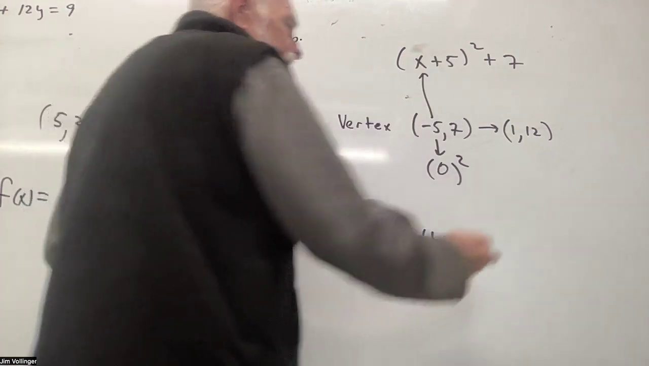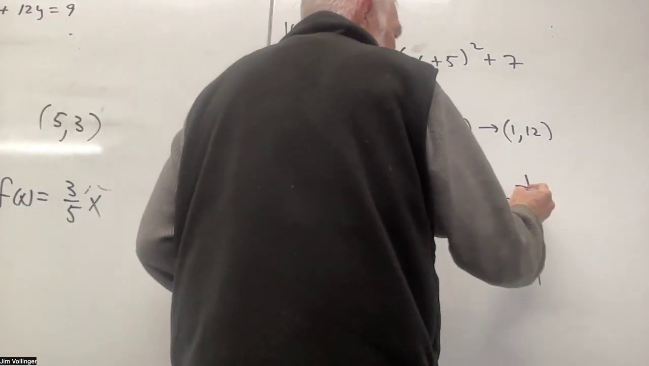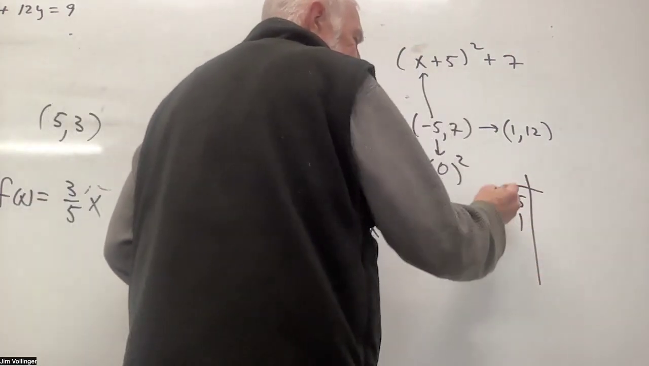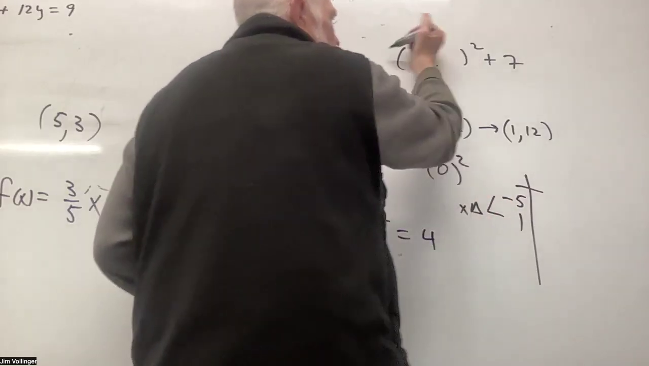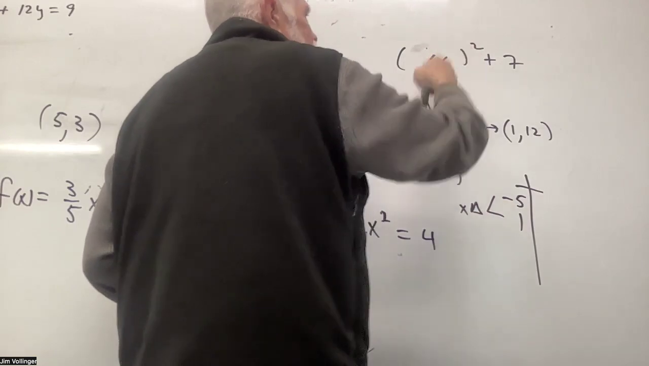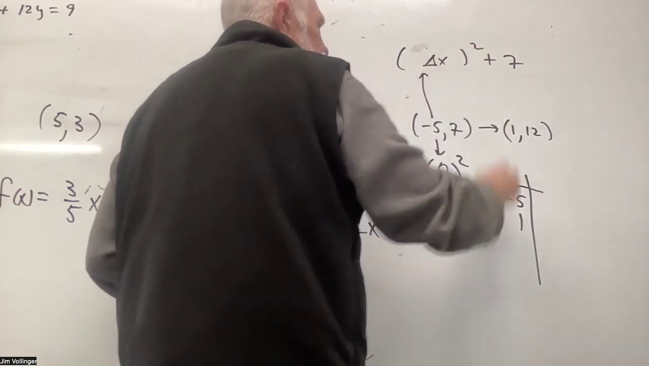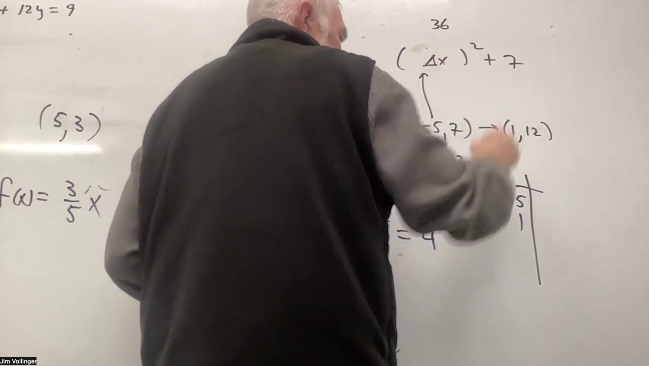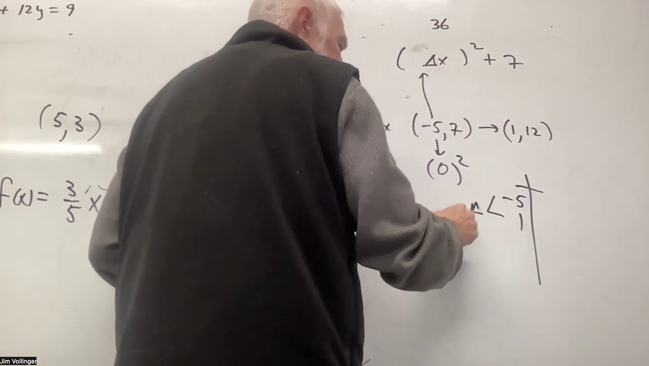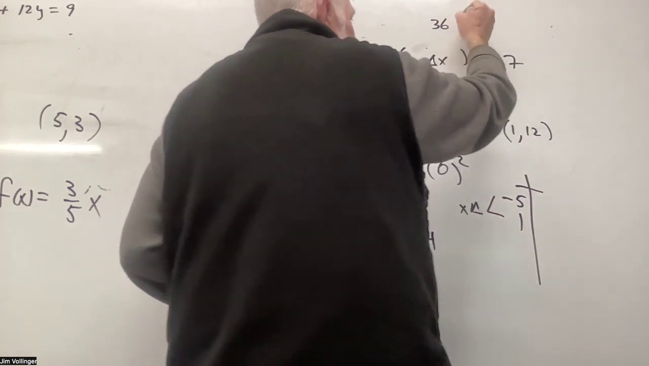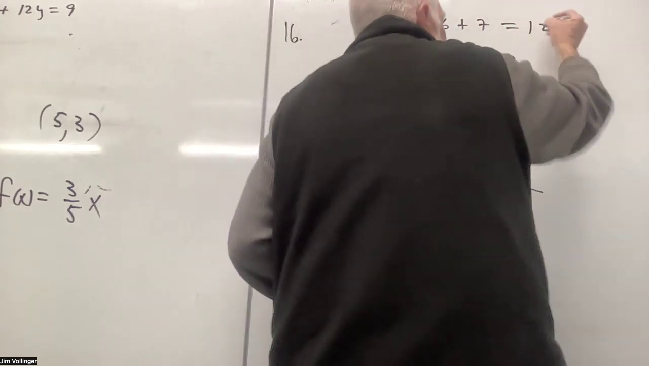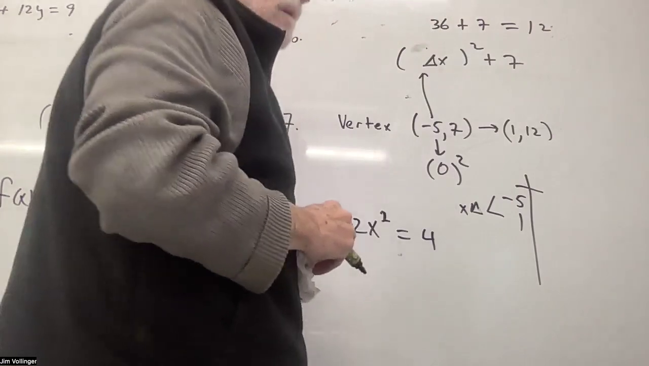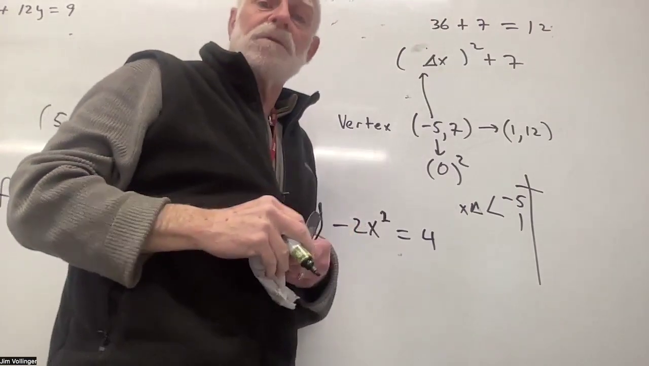Okay, now what happens? I go from negative 5 to 1, but I'm squaring. That's just my change in x. But what am I doing to my change in x? I'm squaring it, which means I now have 36 units. Negative 5 to 1 is a change of x of 6. If I square it, it's 36 plus 7. And I know that takes me to 12. So that works. Oh, it doesn't work.